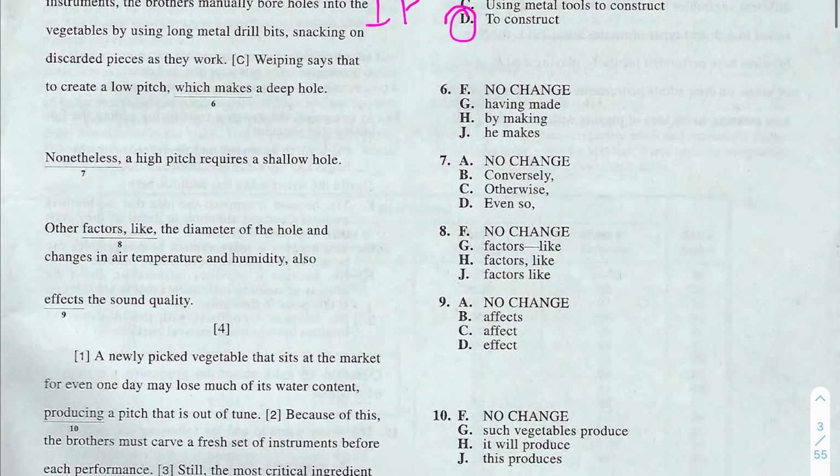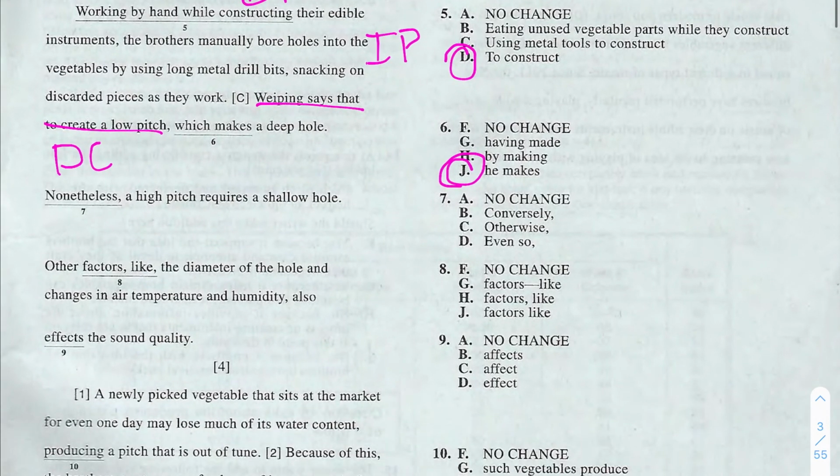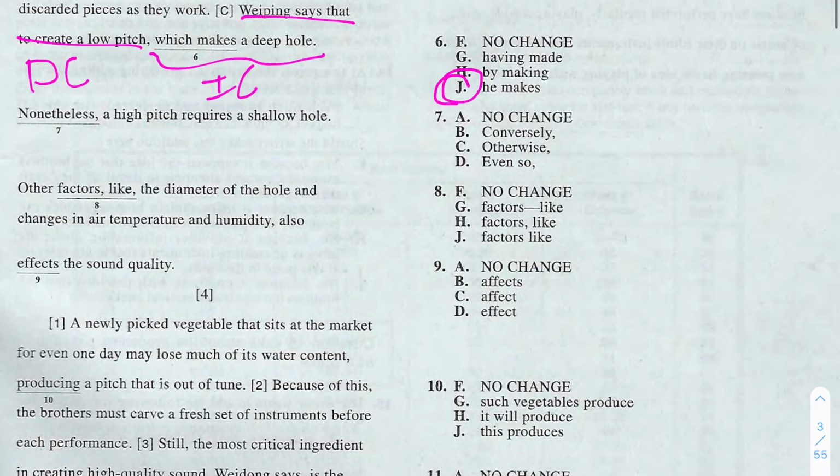For 6, it would be J, because this can be considered as a dependent clause, and the next section, or the information after the comma, should be considered as an independent clause. So it would be he makes, because we need a subject, a verb, and whatever other information.